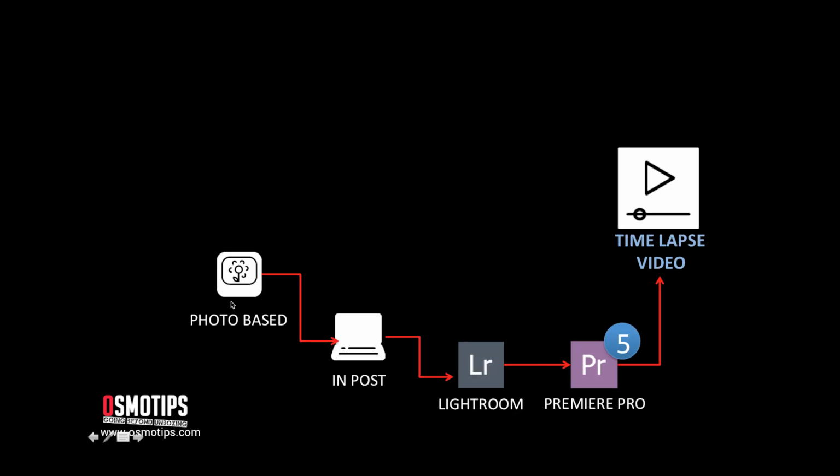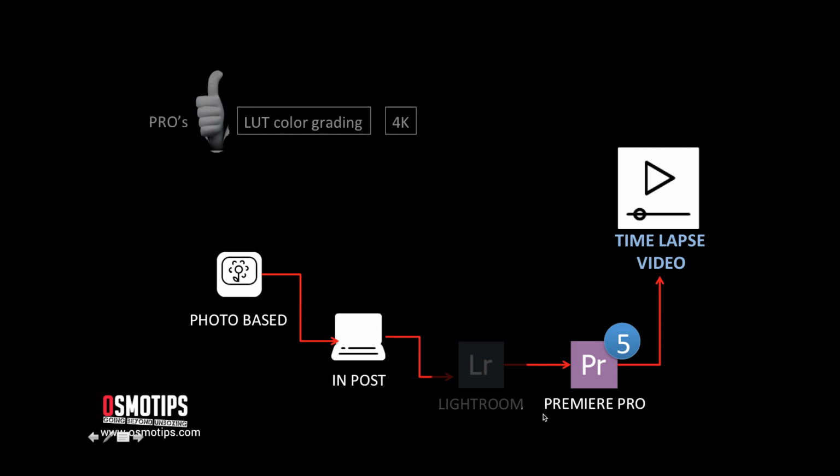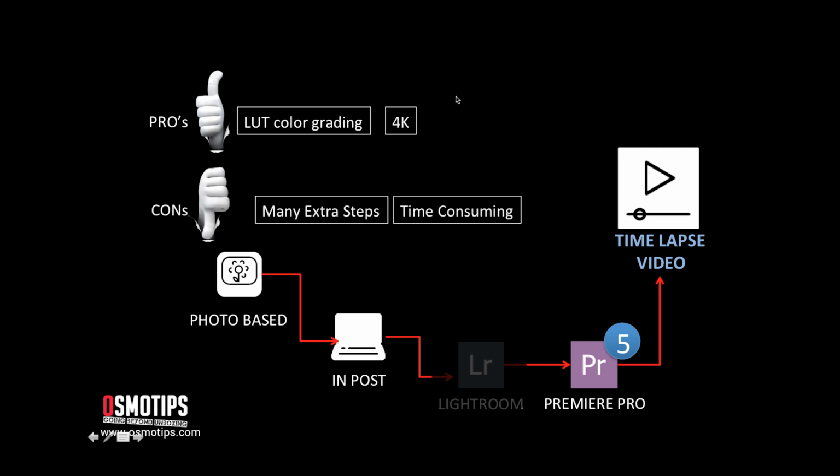And then the very last one, actually, I'll just consider the method where it comes from the camera straight to Premiere Pro and then to the time lapse. Forget about Lightroom for a moment. The pros is obviously you can apply a LUT color grade. You can get 4K video. The cons, again, there's many extra steps, which can be time consuming if you don't have the time. So it may or may not suit the situation that you're in. So those are the 5 methods, and those are my take on the pros and cons of each method, which leads me to the conclusion.